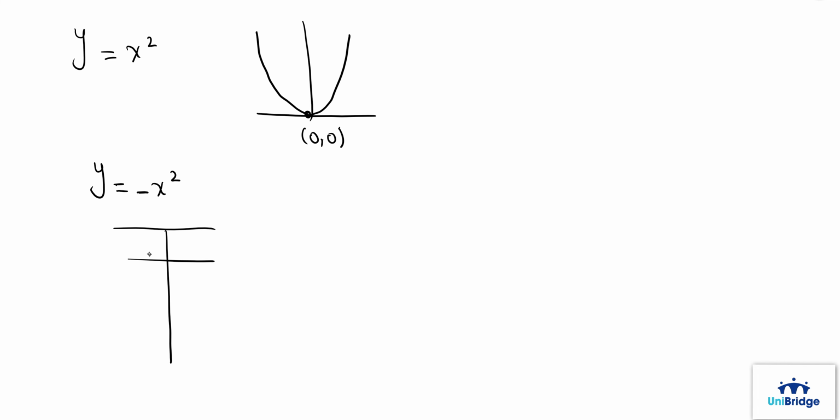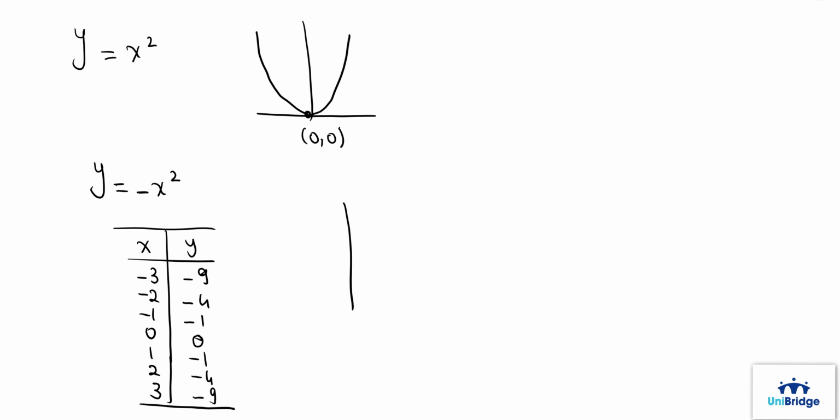Again, it always goes down to the table. So if again I plot my values, and if I put y equals negative x squared, this means I'll square first, so negative 3 squared is going to be positive 9, and then you add a negative to it, so it's going to be negative 9. This is going to be negative 4, negative 1, 0, negative 1, negative 4, and negative 9. So when I plot this parabola, it's going to be negative 3 and negative 9, and so on.